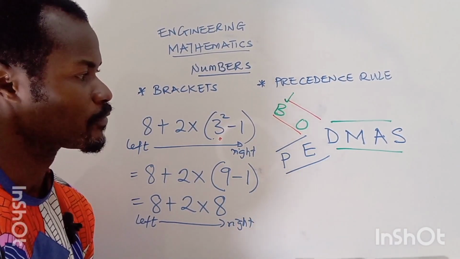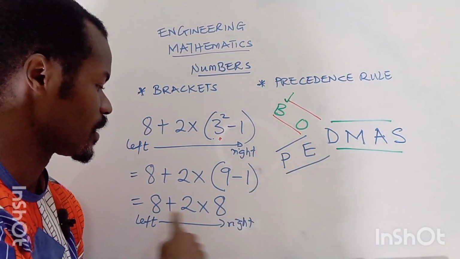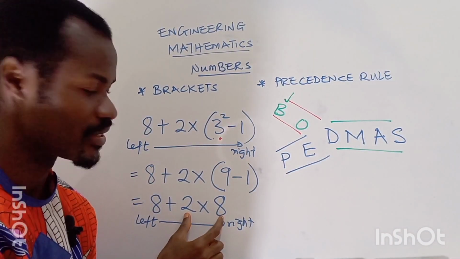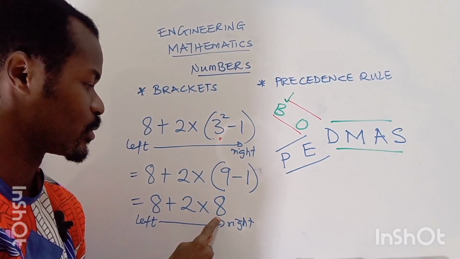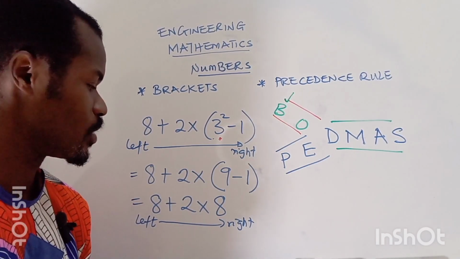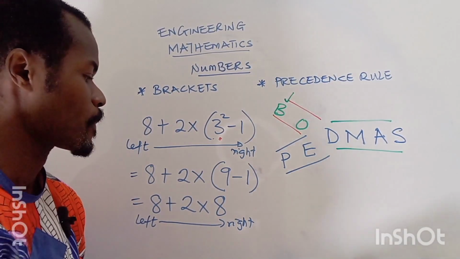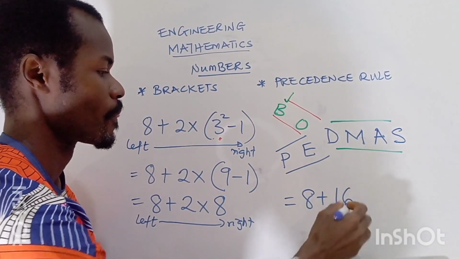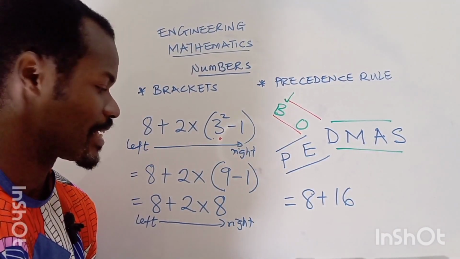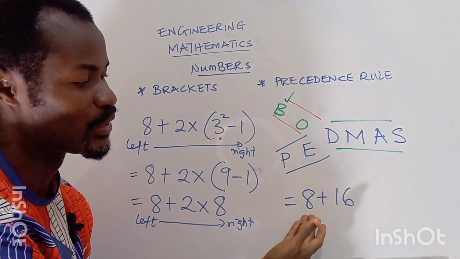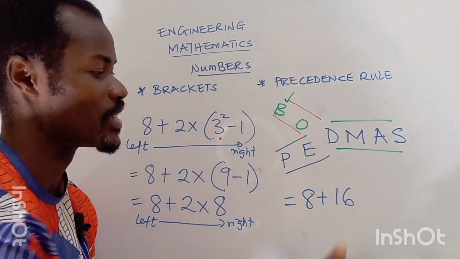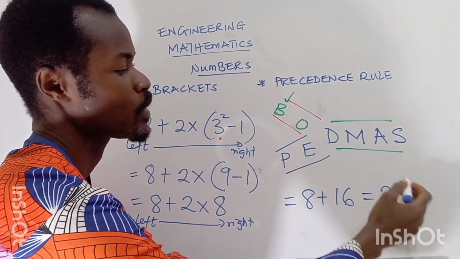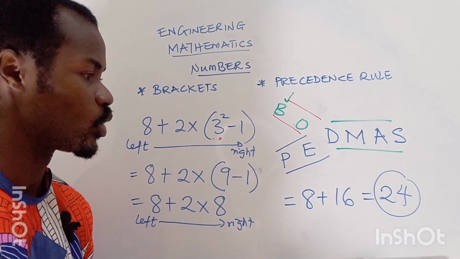Now from left to right, there is no division. From left to right, there is multiplication. So you want to work on the multiplication first. So we are going to say 2 times what? 8. Okay? So 2 times 8 is going to give us what? 16. And lastly, everything has been broken down and simplified to 8 plus 16, which we can easily add. So 8 plus 16 is going to give us what? 24.